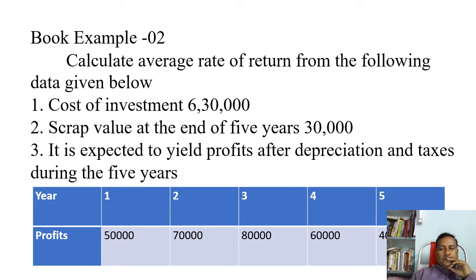Book example 2. Calculate average rate of return from the following data given below. Cost of investment 6,30,000. Scrap value at the end of 5 years 30,000, and it is expected to yield profit after depreciation and taxes. Here this profit is after depreciation and taxes. For the 5 years the profits are 50,000, 70,000, 80,000, 60,000 and 40,000 respectively.